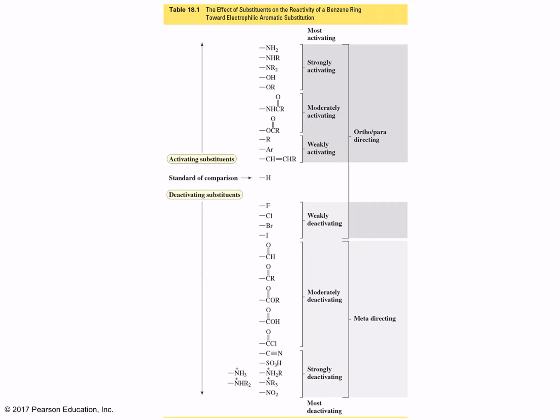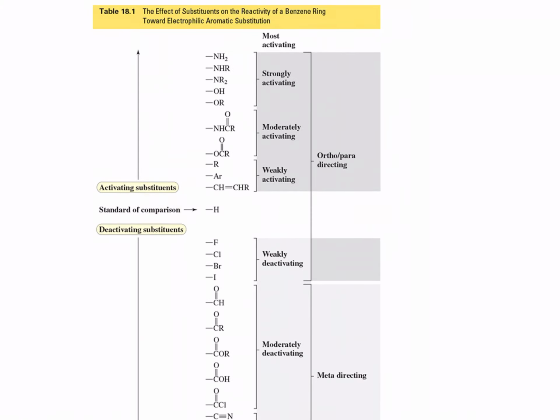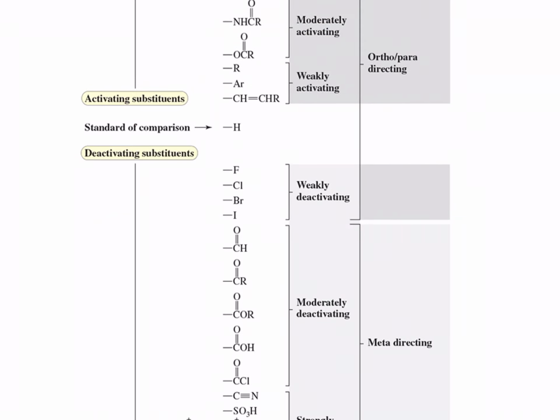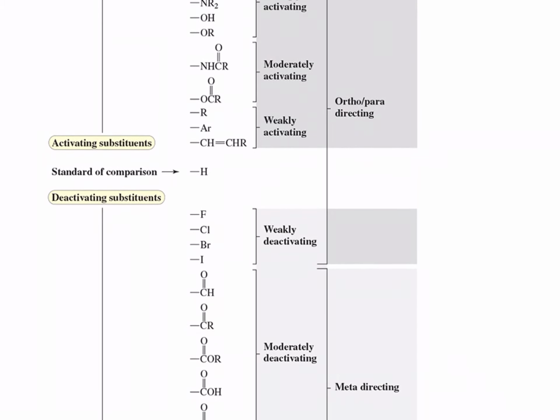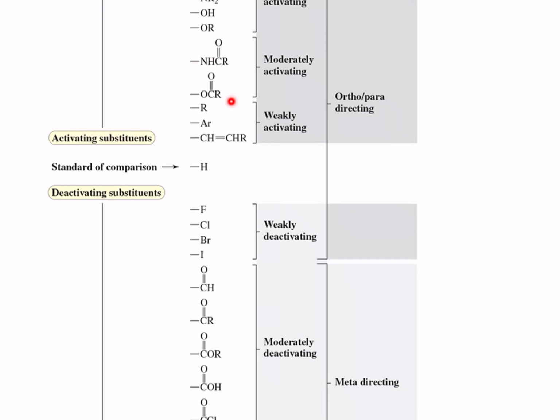And this is the order of substituents and category, whether they are electron donating or activating, or deactivating. Most activating, strong activating groups are NH2, NHR, NR2, phenol, and alkoxy groups, and all of these are strongly activating. Moderately activating are amides and ester groups. Weakly activating are alkyl, aryl, and alkenyl groups. This is a standard comparison with hydrogen.